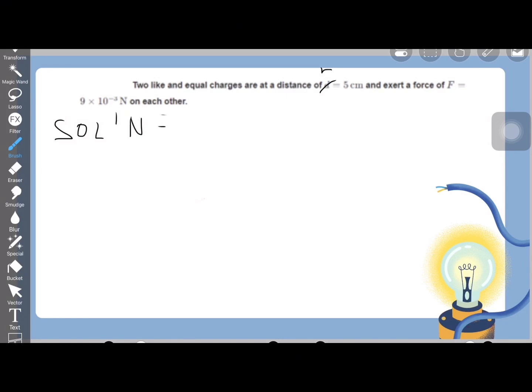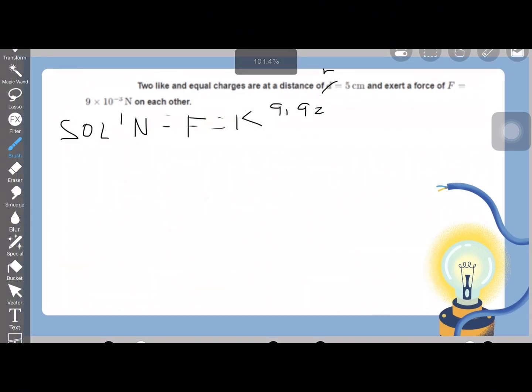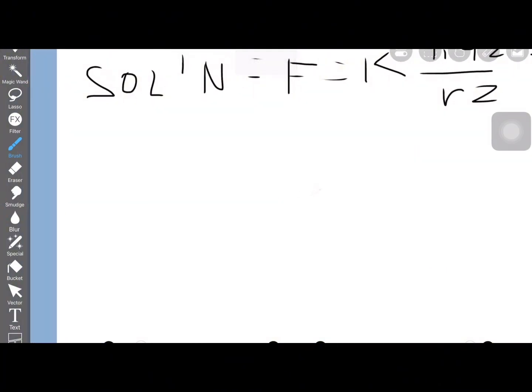So for our own solution, our very first step, as always, would be our own formula. F is equals to K Q1 Q2 all over R squared. As we have seen, we have two like and equal charges, so Q1 Q2 would only become Q squared. So let us properly solve this.